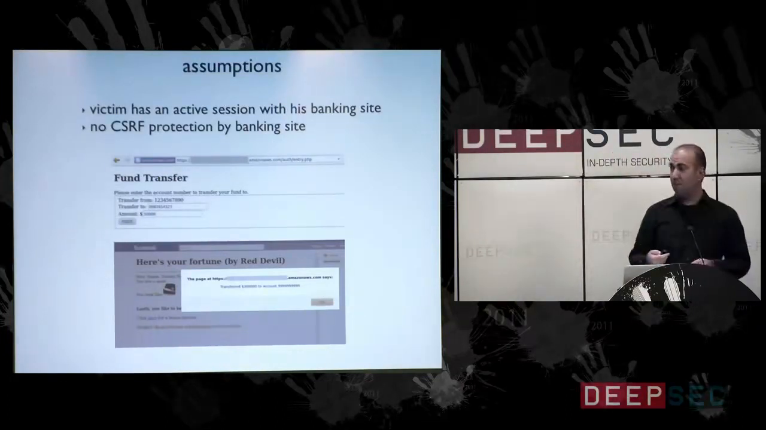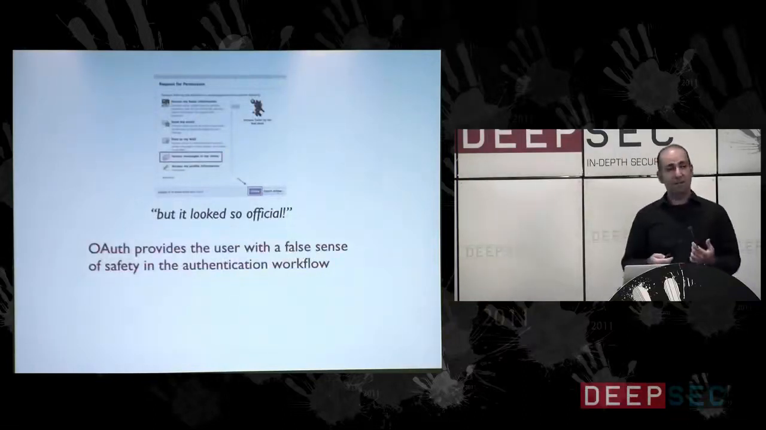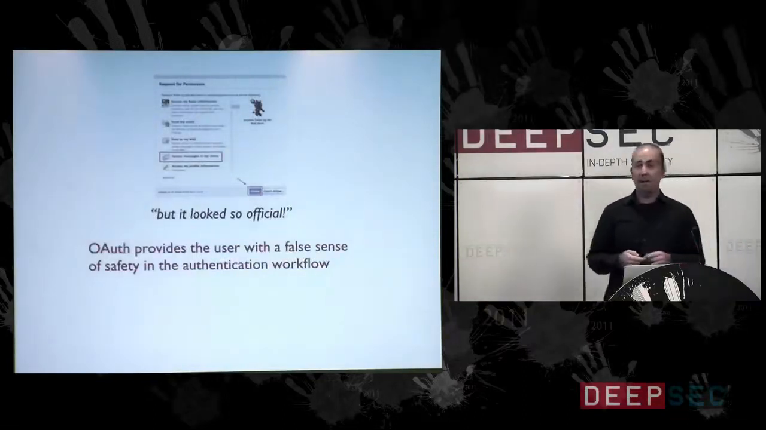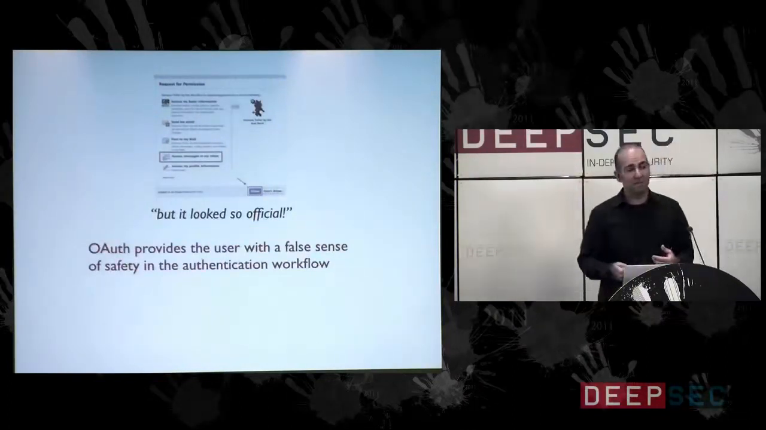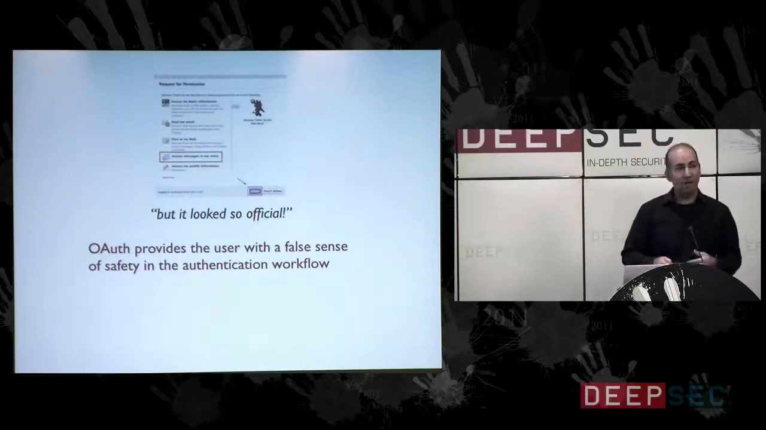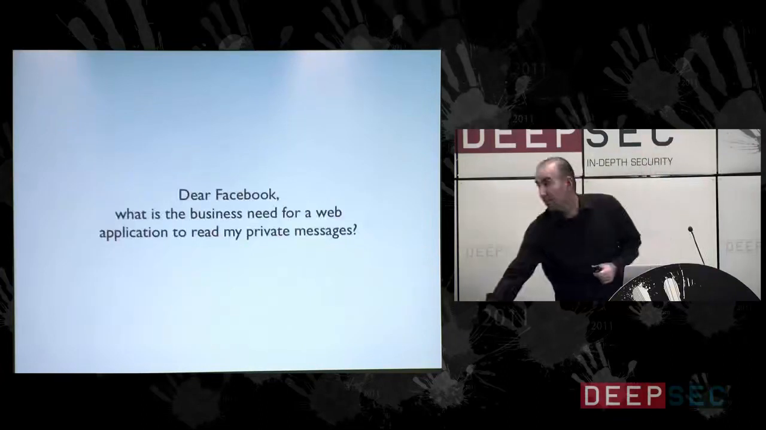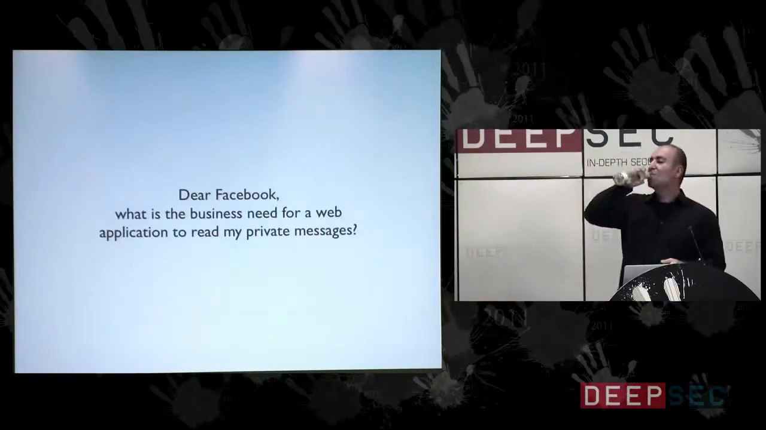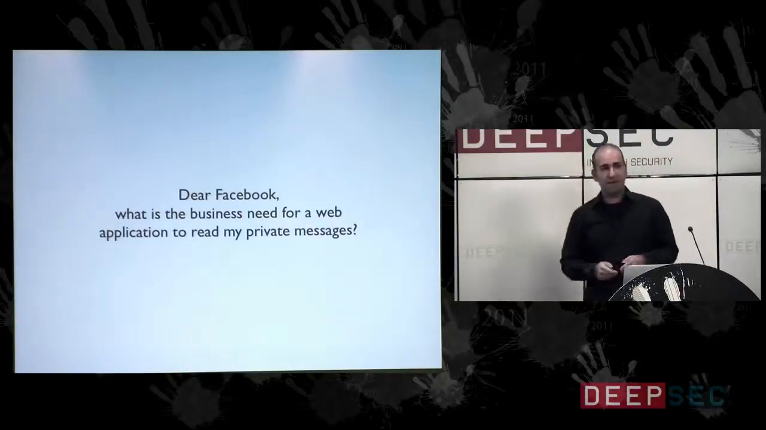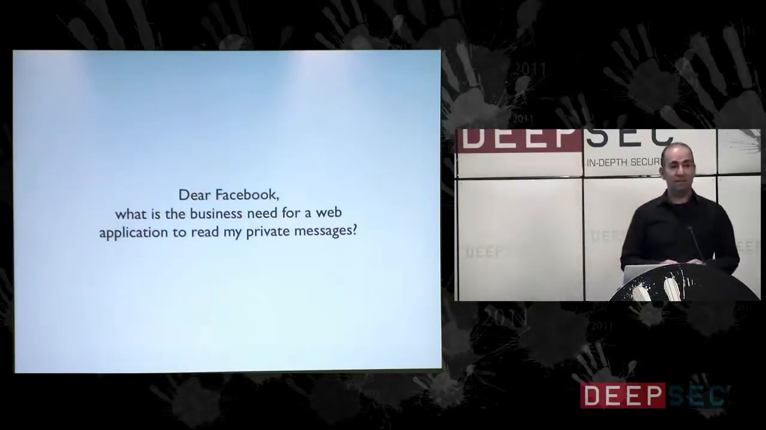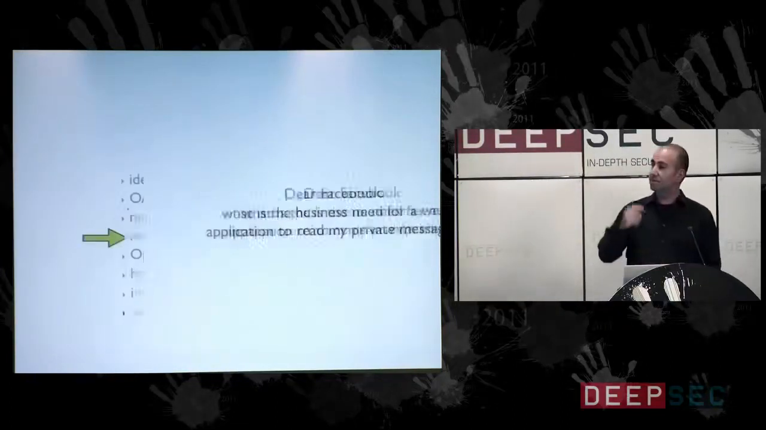But the issue that we're trying to point out here is that, once again, OAuth provides the user with a false sense of security around the entire authentication and authorization workflow, because everything looked legitimate, everything looked as if this was condoned by Facebook. Maybe you and I would realize that, but I think a typical user will have a problem with that. And I would really like to know why Facebook would ever allow some random third-party client application to access my inbox messages. That's like giving an application access to your email. But I'm sure there's a business reason for it.